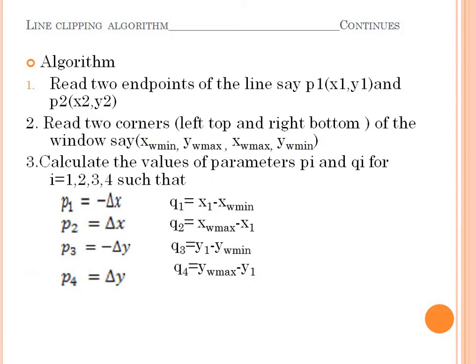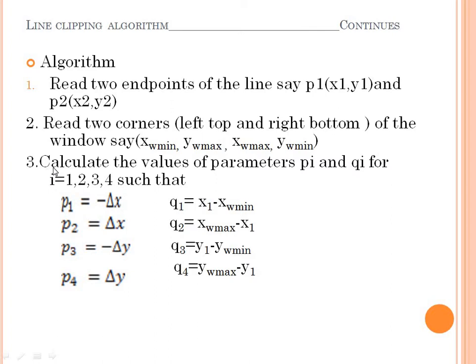Here is the algorithm of line clipping. First, read the two endpoints of the line, say P1 of (x1, y1) and P2 of (x2, y2). Second, read two corners, that is the left top and right bottom of the window, and set xw minimum, yw maximum, xw maximum and yw minimum.